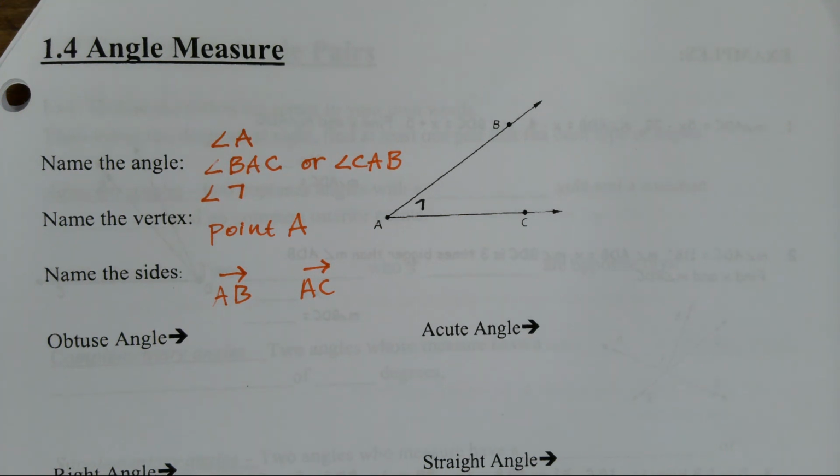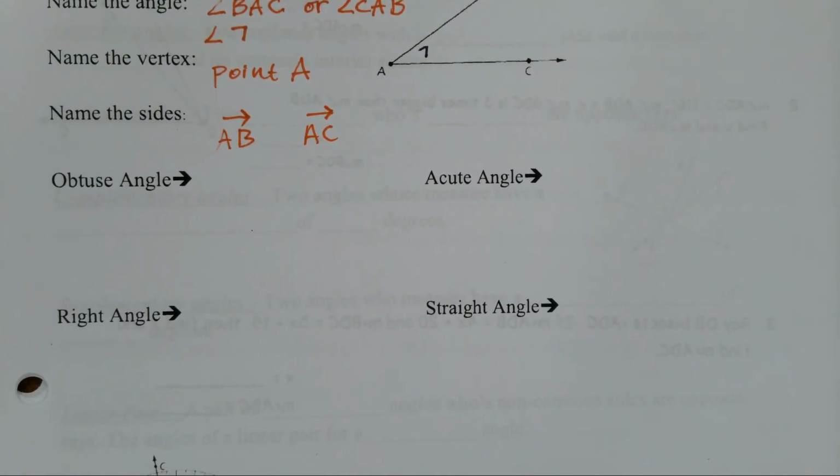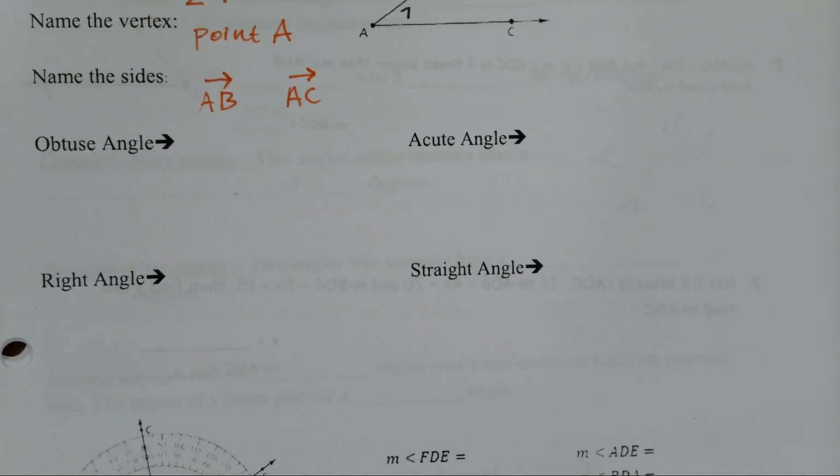We'll also look at a few different types of angles. We have obtuse angles, acute angles, right angles, and straight angles. I'm going to draw a little picture of each and then also define it. Does anybody think they know what an obtuse angle is? Yes. Larger than 90 degrees, but it also has an end cap too. Greater than 90, but less than 180.